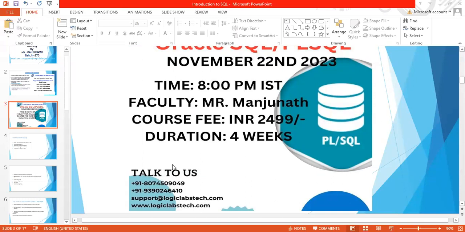Regarding this, you can go ahead and speak to this particular team. They will definitely guide you with the navigation. You don't need to do it personally. There is a site within logiclabstech.com. If you want, you can directly get into this site and enroll, or else you can reach out to the support team. They will guide you step by step. Okay.